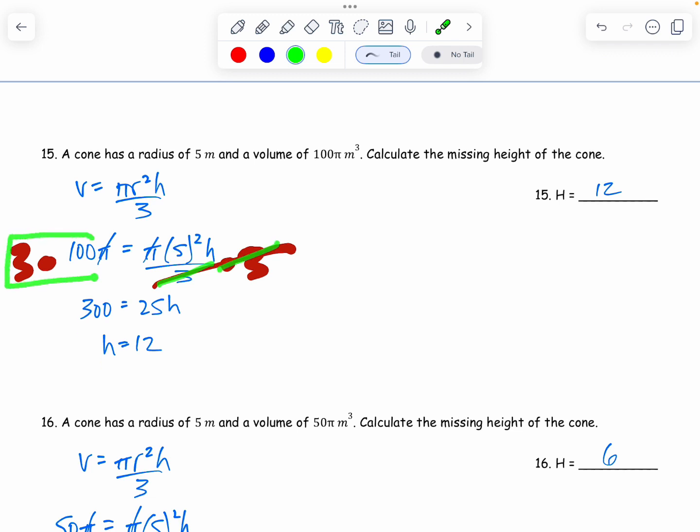Over here, we take 3 times 100 and get 300. Okay, what do I have left over here? The pi's gone, the 3's gone, this 3 is gone. I have 5 squared, which is 25. And I still have this random little h hanging out, so that's what I'm doing. And then in order to solve this equation to get h by itself, we are going to divide by 25 on both sides, because the opposite of times is divide. And you get h equals 12.